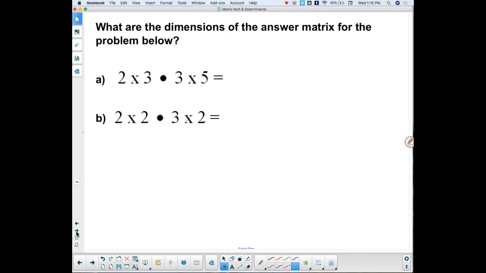So what are the dimensions of the answer matrix for the problem below? If I had a 2 by 3 matrix and a 3 by 5 matrix, I could multiply them together, correct? Yes or no? Yeah, I could, because these two numbers are the same. And my result is going to be a 2 by 5 matrix. And on the next slide, we'll learn how to fill in those 10 elements.